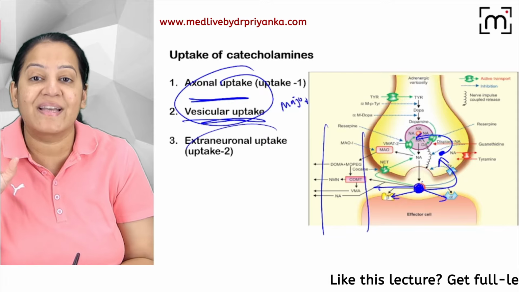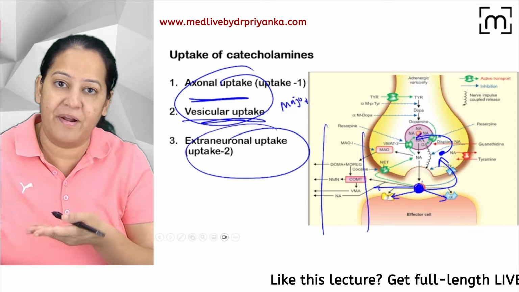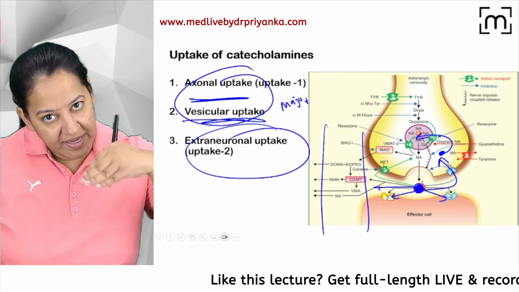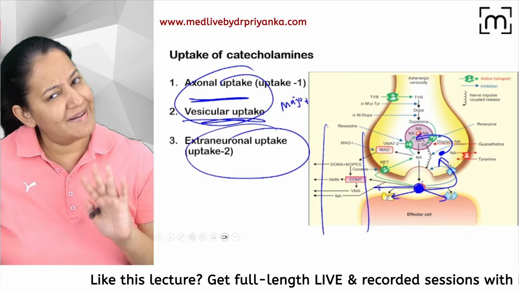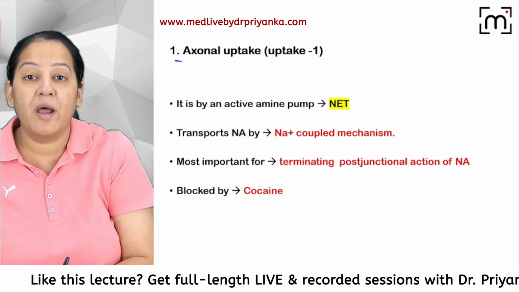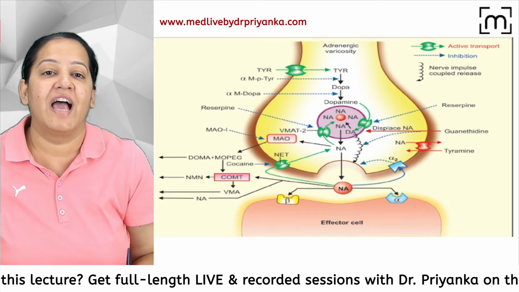So that is known as extraneuronal uptake. It is uptake in the blood, not in the neuron. So first uptake is in the neuron and second uptake is in the blood. That is extraneuronal uptake. Okay, that is the minor pathway. So first, axonal uptake takes place with the help of a transporter, NET.